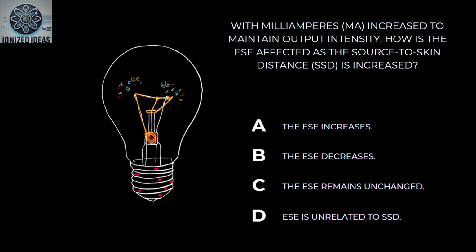With milliamperes, mA, increased to maintain output intensity, how is the SA affected as the source to skin distance, SSD, is increased? A. The SA increases. B. The SA decreases. C. The SA remains unchanged. D. SA is unrelated to SSD.